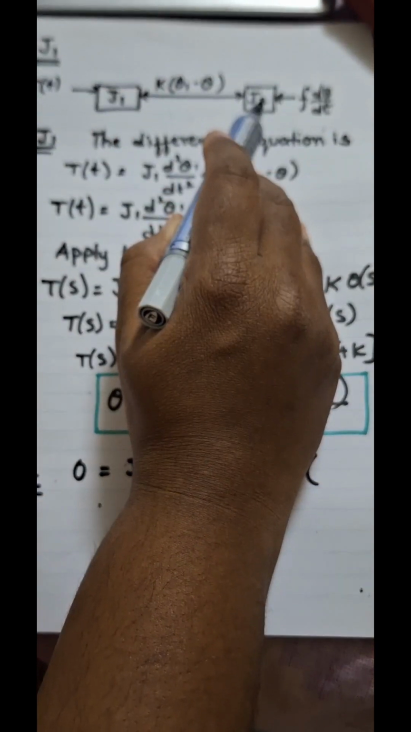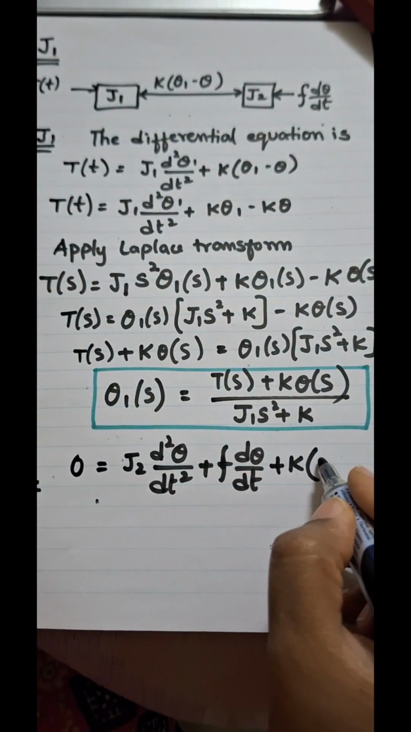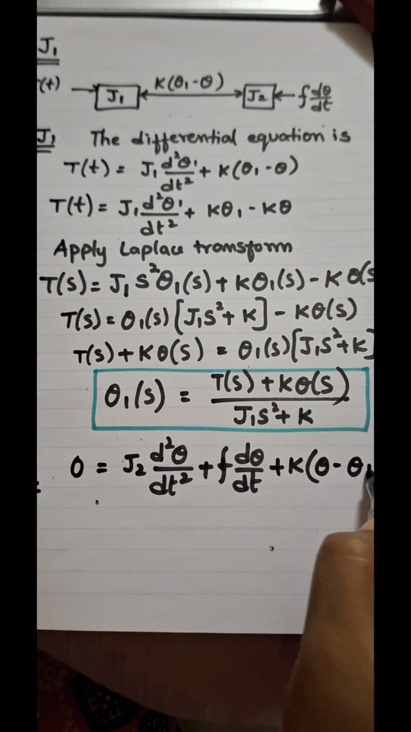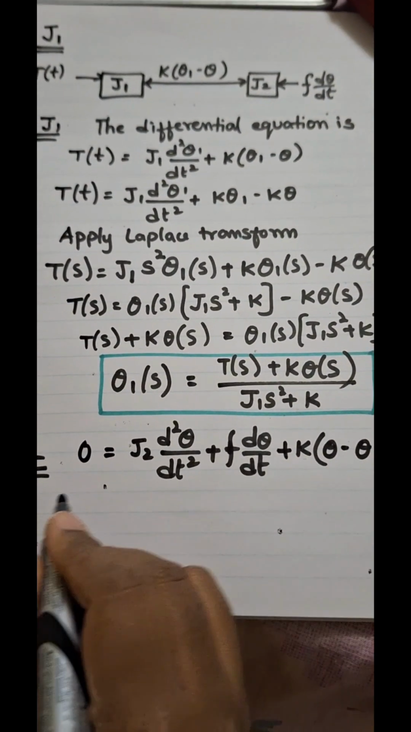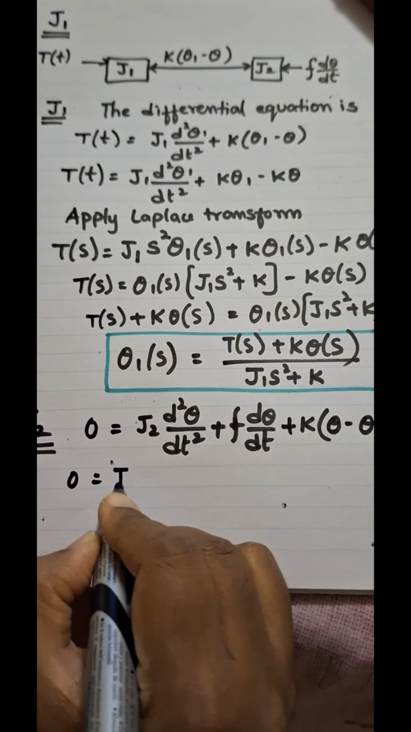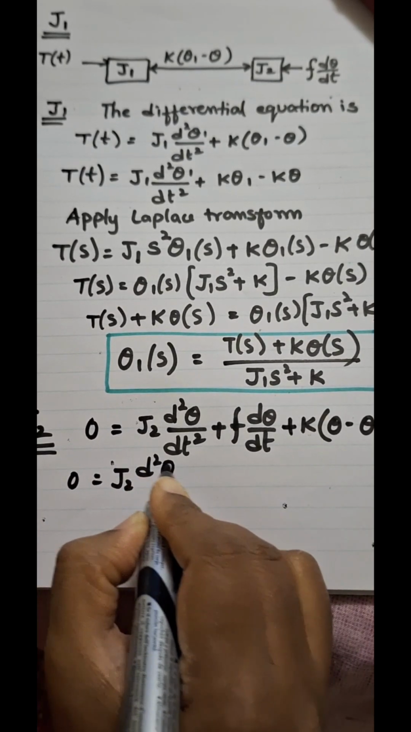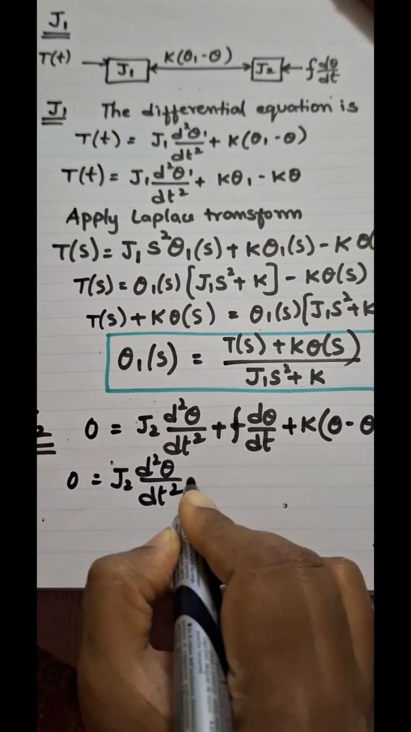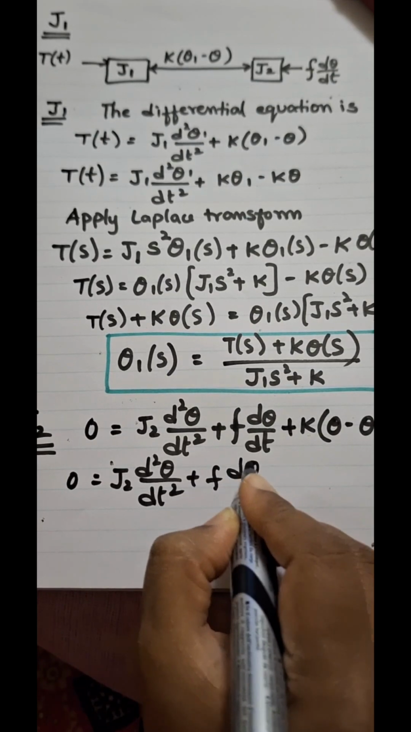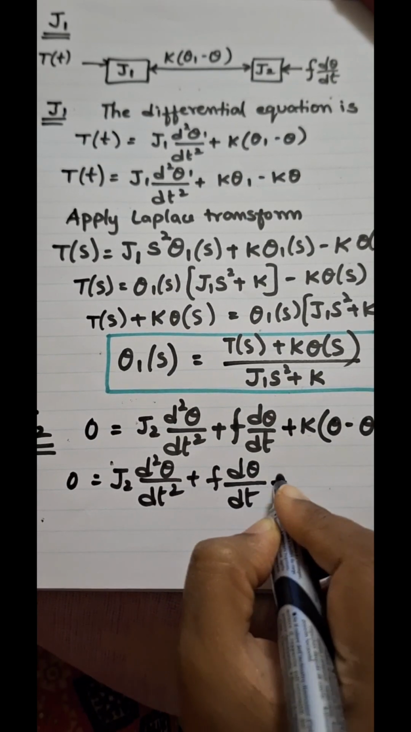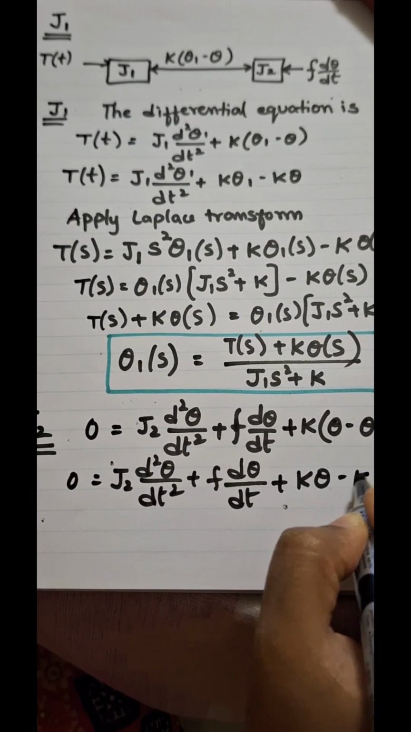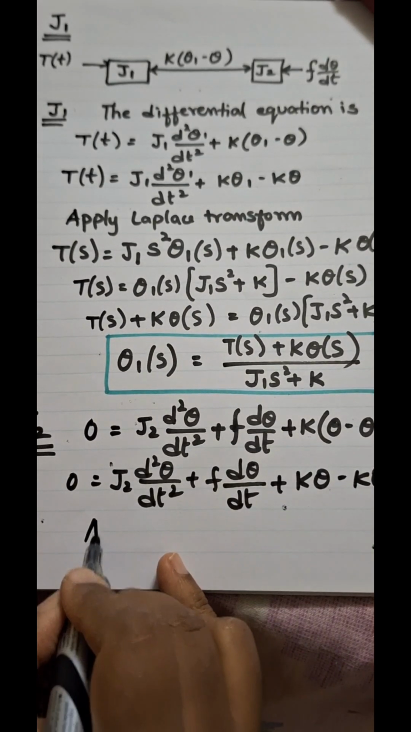So when I am talking about J2, I should give importance to theta. So I am writing it as theta minus theta 1. So let me separate this. So 0 is equal to J2 d square theta by dt square plus f d theta by dt plus k theta minus k theta 1.